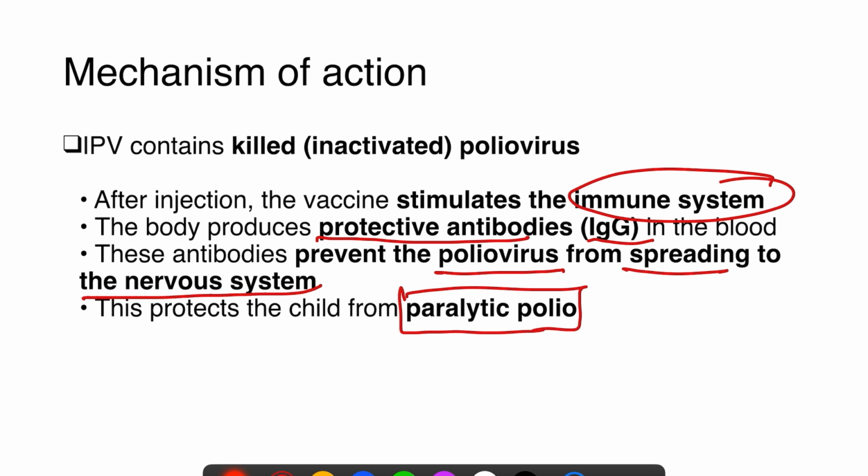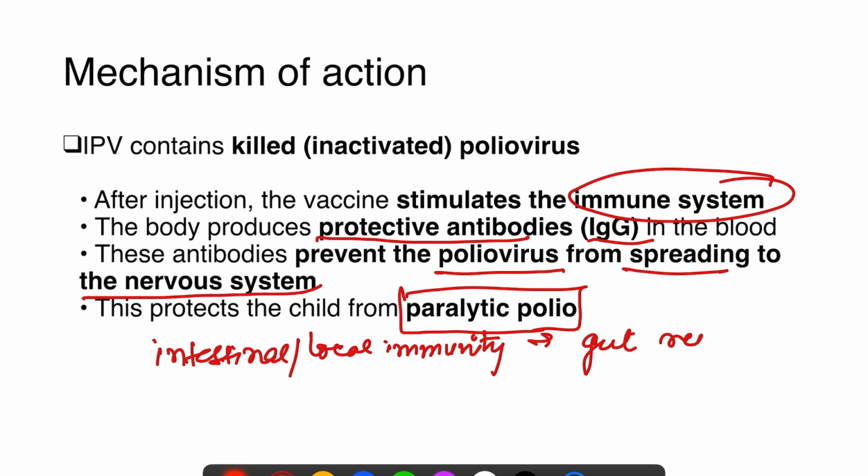But since this vaccine does not induce the intestinal or the local immunity in the gut, therefore, it does not prevent the gut reinfection from wild polio virus. And although the child is vaccinated, that child can be a source of infection to others.